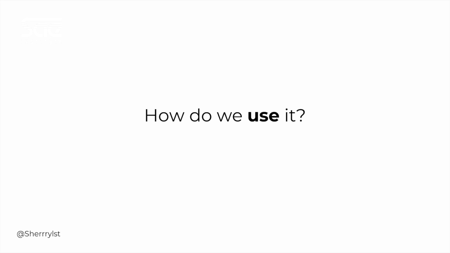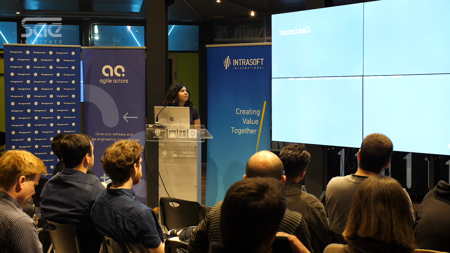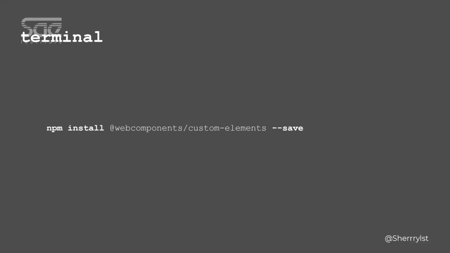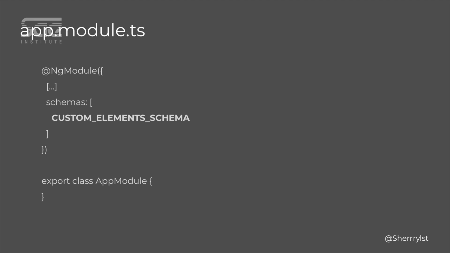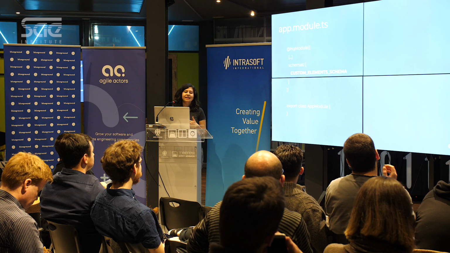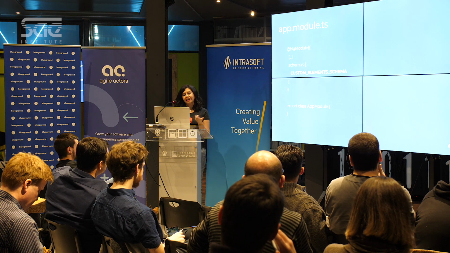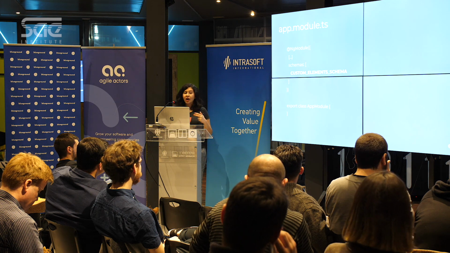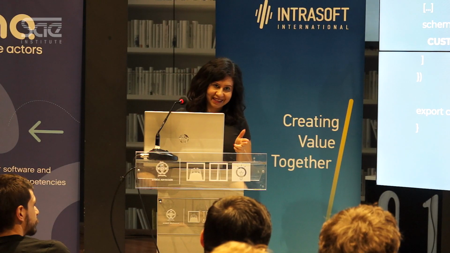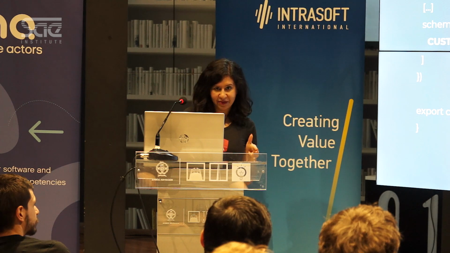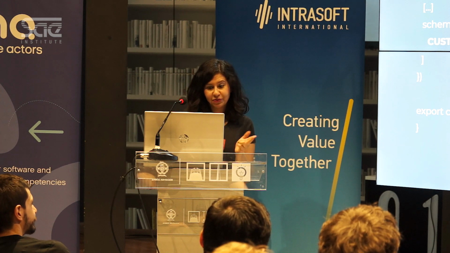Now that we have it, how to use it? Inside any other Angular project that you have, you can do npm install the web component custom element package. We know that we have the polyfills, so we have to go and import the polyfill into polyfills.ts. And this is one thing you have to remember: inside app.module.ts, you need to tell the NgModule that you're going to have some component that sounds like an Angular component, but is going to be a custom element.